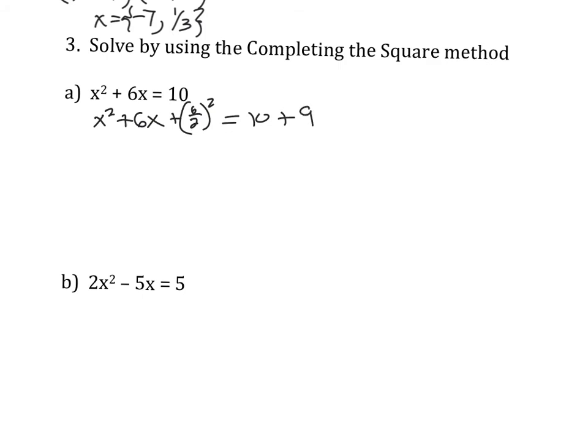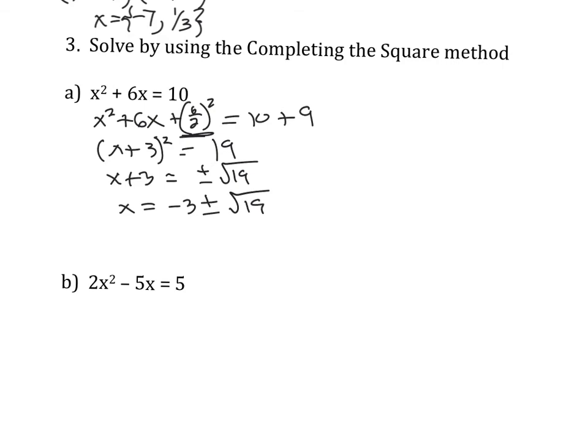What that means is that because this is a perfect square trinomial, we can factor it to x plus the square root of this number here, which is just going to be 3. This whole thing squared is equal to 19. Okay, the reason we do that is that we can now take the square root of both sides. x plus 3 is equal to the positive or negative square root of 19, and x therefore is equal to -3 plus or minus the square root of 19. Okay, so that's solved.